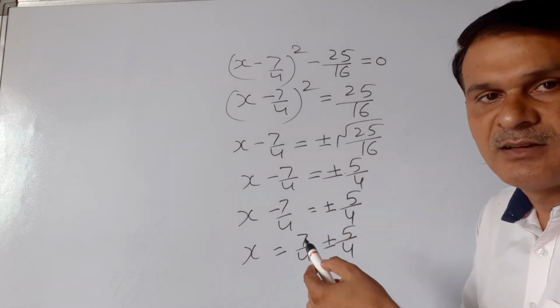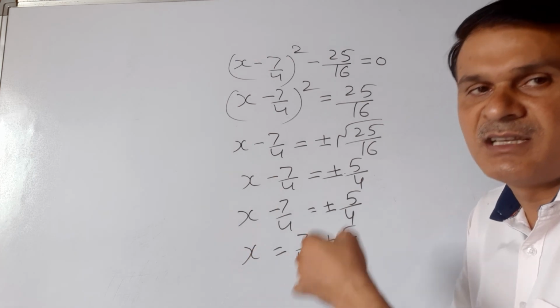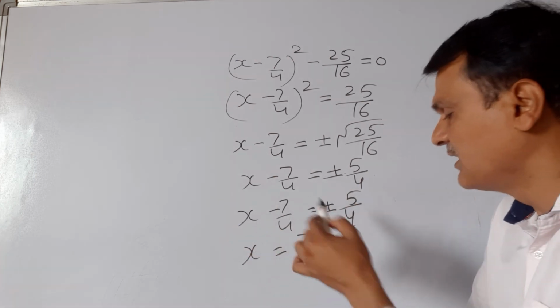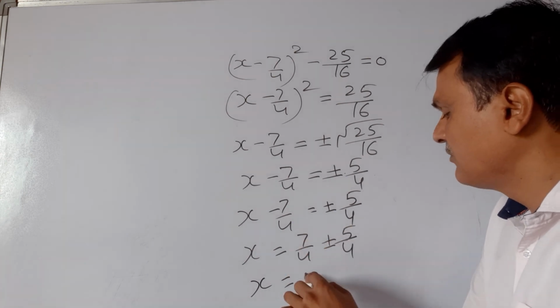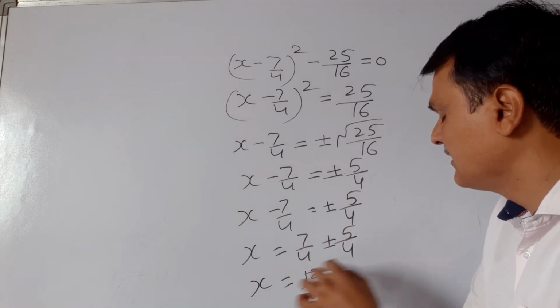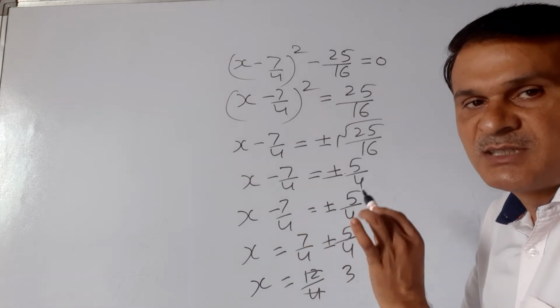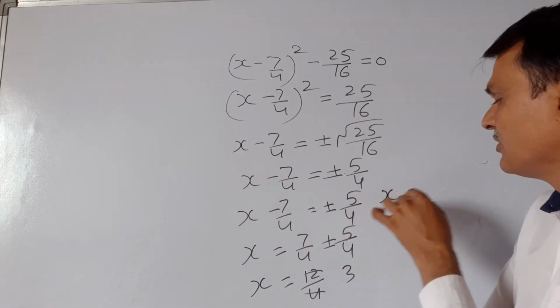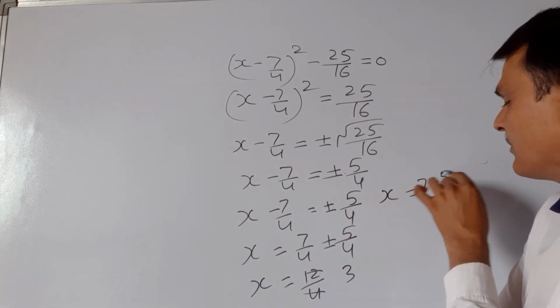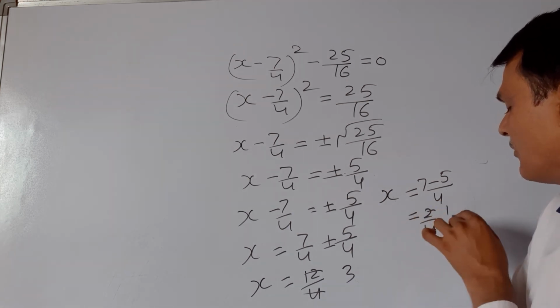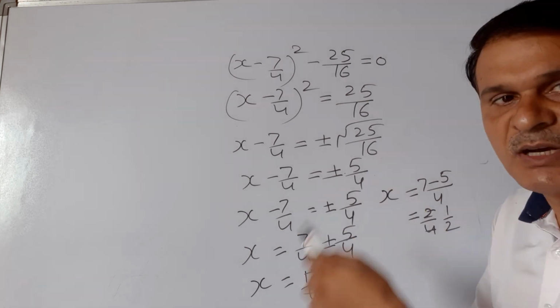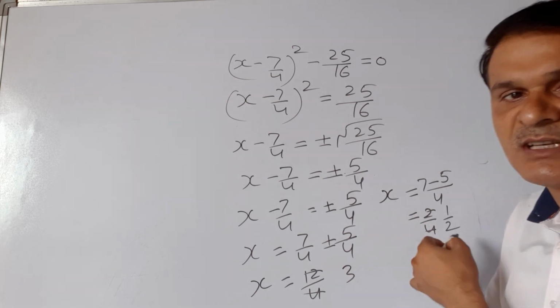By taking first the positive sign and then the negative sign, we can solve the equation. x = (7 + 5)/4 = 12/4, that is 3. This is by taking the positive sign. And x = (7 − 5)/4 = 2/4, and this is 1/2. This is by taking the negative sign.